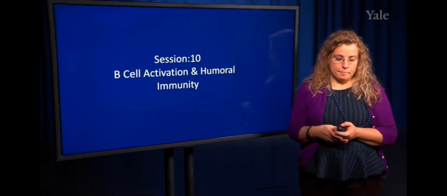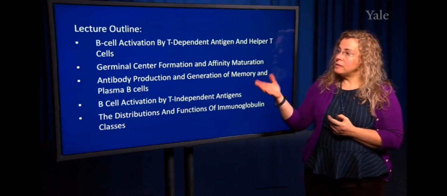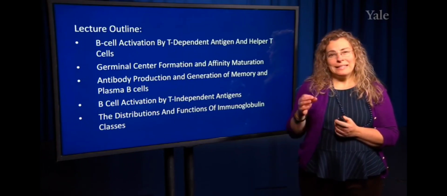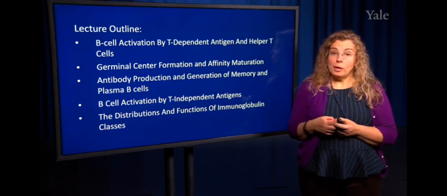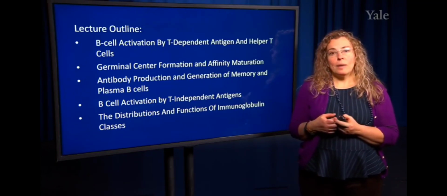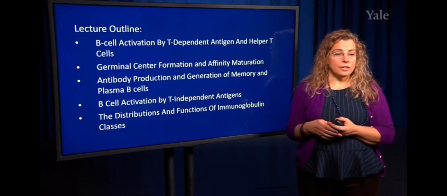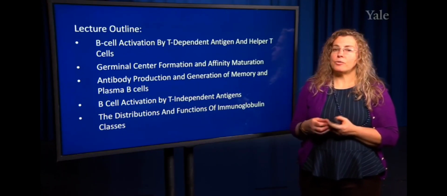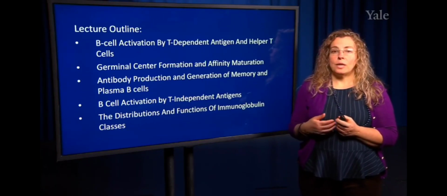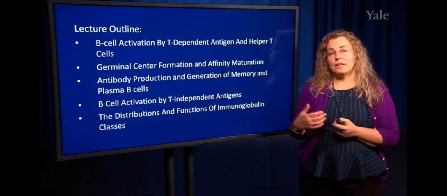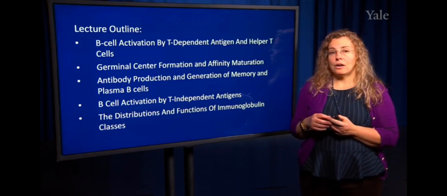So for today's lecture, we're going to talk about B-cells activated first by T-dependent antigen, meaning they require help from helper T cells. We're going to talk about how those cells together form something called a germinal center, and affinity maturation of the antibody, meaning that the antibody is going to actually increase in its affinity for its antigen through a process called somatic hypermutation.